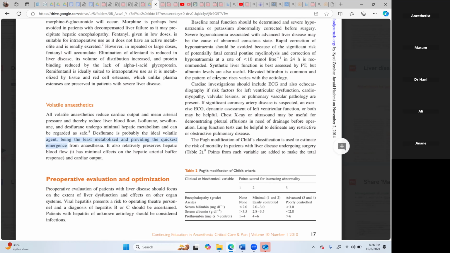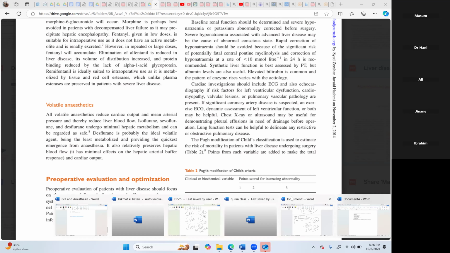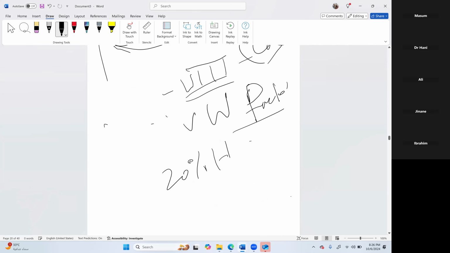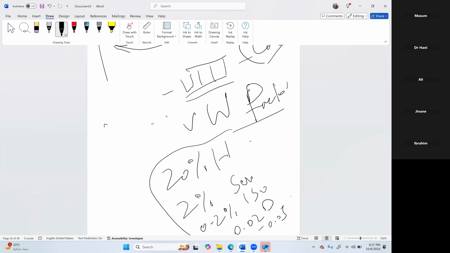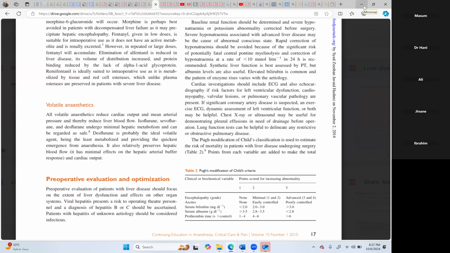Okay, so it's funny. Among the volatile anesthetics, the least metabolism is with desflurane, so that will be an ideal agent. The maximum metabolism is with halothane, then sevoflurane, then isoflurane. You can remember it with the number 2: 20% for halothane, 2% for sevoflurane, 0.2% for isoflurane, and 0.02% for desflurane. In some books it's written 0.05%, but just to memorize it: around 20%, around 2%, around 0.2%, and less than 0.5% or around 0.02% for desflurane. So desflurane will be better. It also relatively preserves hepatic blood flow, so it has minimal effect on the hepatic arterial buffer response.